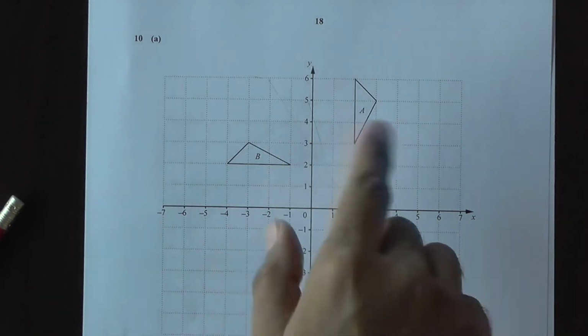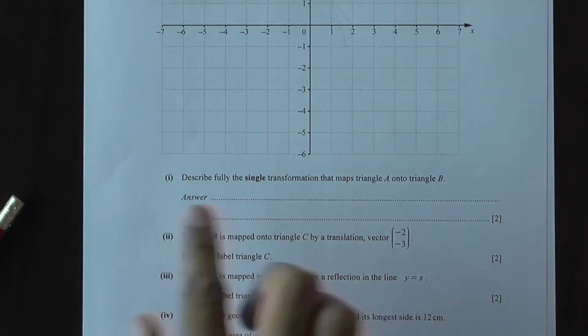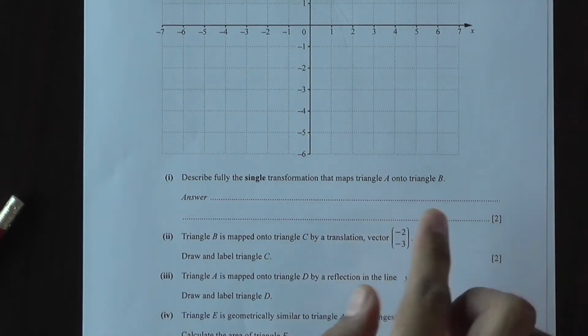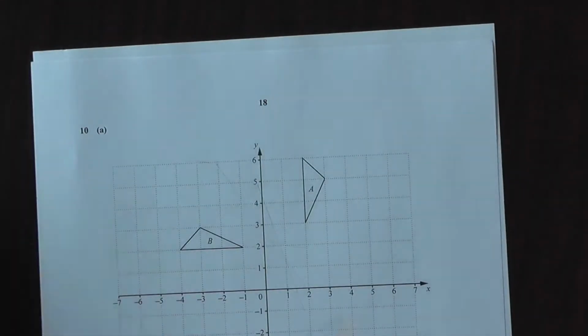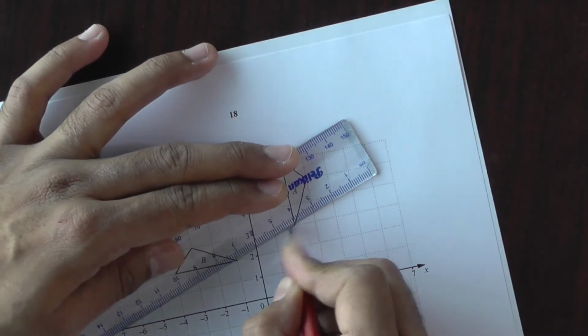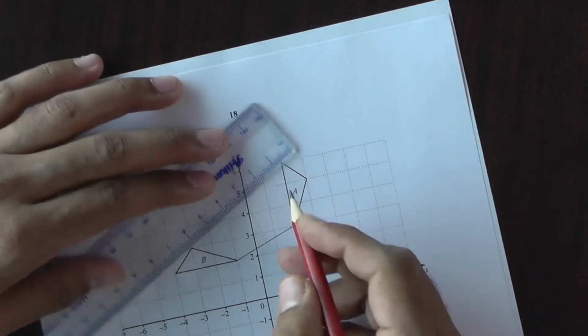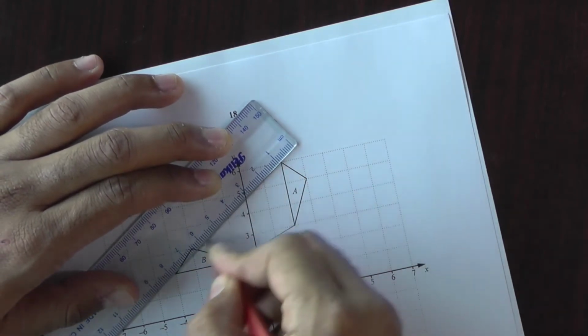So anyways, there are two triangles given over here. The first part says describe fully the single transformation that maps triangle A onto triangle B. Then we have to put our answer over here. So how do we do that? First of all, let's connect these 2 points because they are similar, and then let's connect these 2 points just like this.